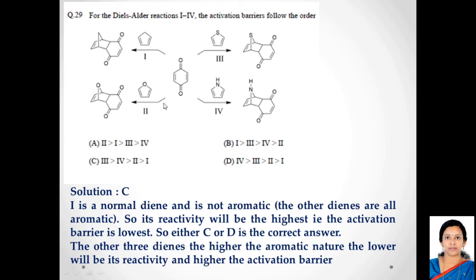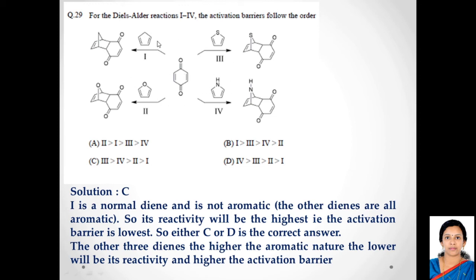So basically for that, all we have to look at is which of these dienes is more stable. The diene which is more stable will have less reactivity and a high activation barrier, because it will show difficulty in reacting since it is very stable. So we have to find which of these dienes are more stable.